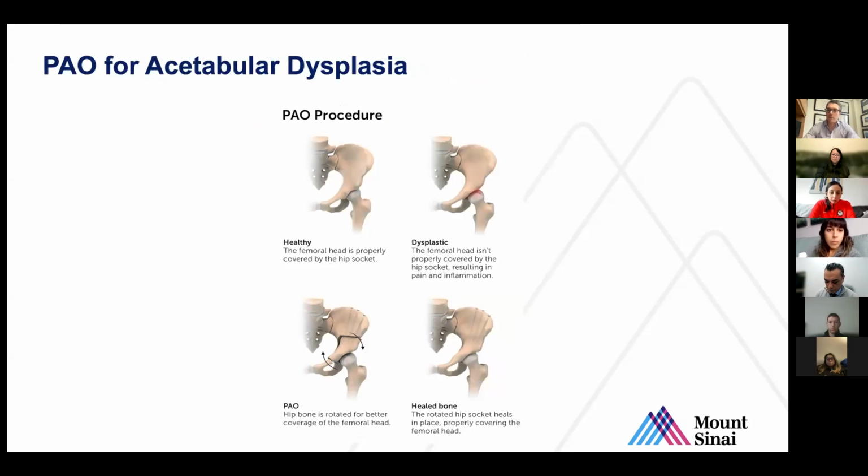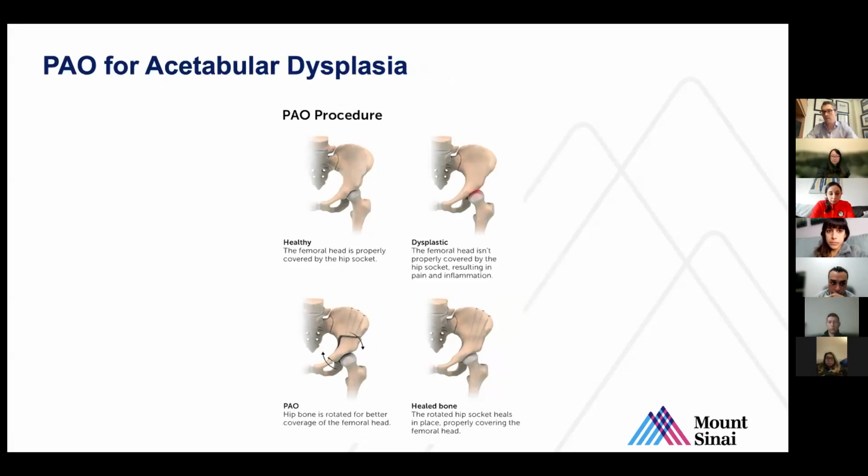And then this is just 2 slides on PAOs. So if you have dysplasia and it's too dysplastic to be fixed with an arthroscopy, then this is still a hip preservation procedure. It's just an open hip preservation procedure. And so you do an osteotomy right here of the acetabulum. So you cut along all these different cuts here, the ramus, you cut the ischium, and you cut along the ilium here. You rotate that fragment to create more coverage, and you place some screws. You fix it with screws.